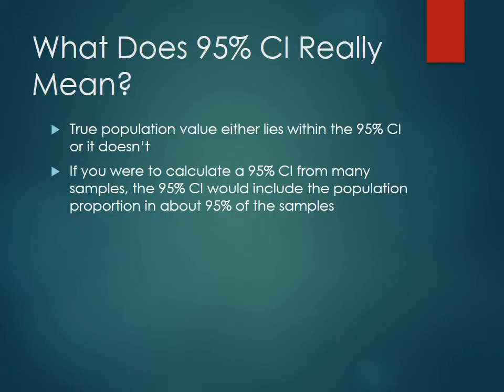Okay, so again, what does a 95% confidence interval really mean? It just means that we're 95% sure the true population value is going to lie within this range of values or not. So keep in mind that, as we said, even if you did this several times over, 1 in 20 times you could be incorrect, right?